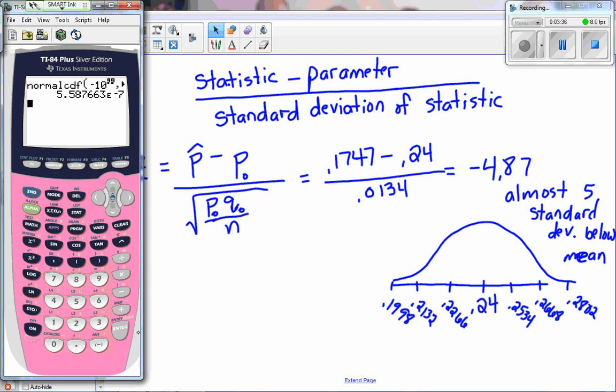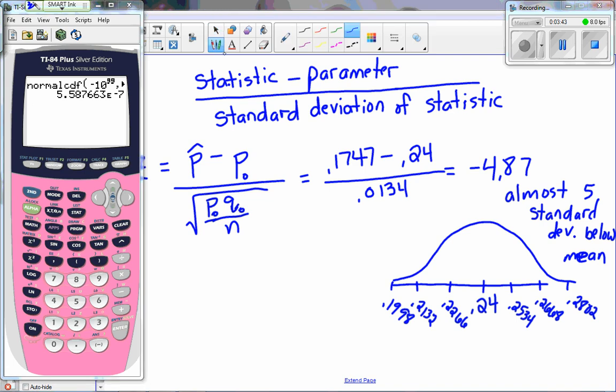So you actually, if you're using z-scores, it defaults to a standard normal. So if I push enter, look at this value. Now remember what this means. The probability of having a z-score value that's less than negative 4.87 is equal to 5.6 times 10 to the negative 7. That's pretty much 0.